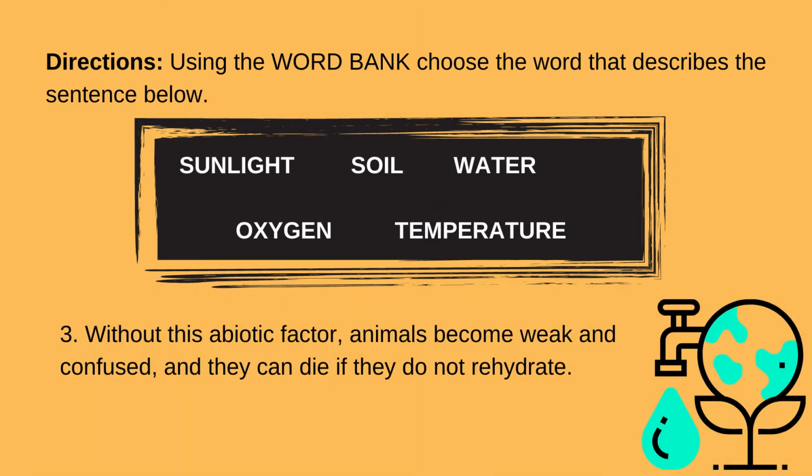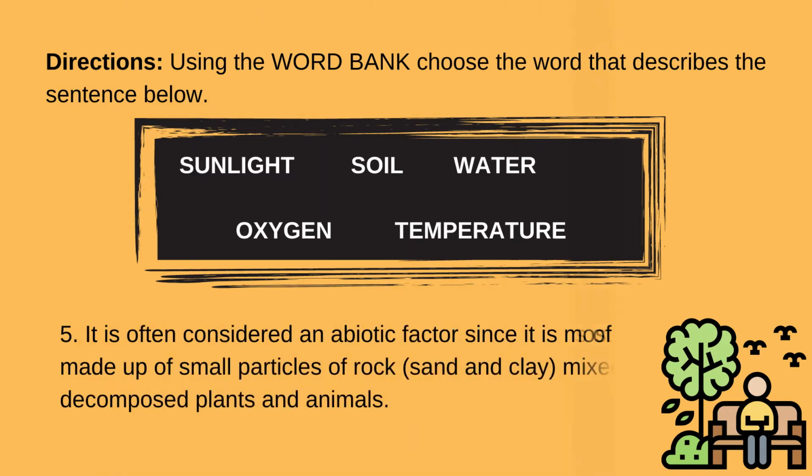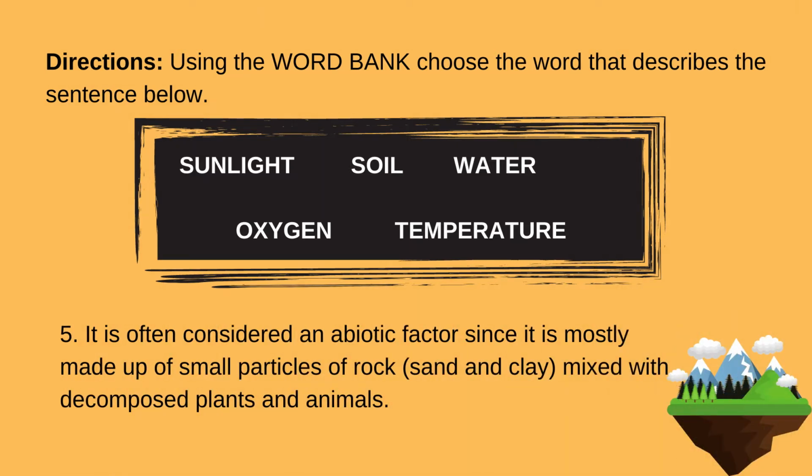Number 3. Without this abiotic factor, animals become weak and confused, and they can die if they do not rehydrate. Number 4. It is produced by green plants through the process of photosynthesis. Number 5. It is often considered an abiotic factor since it is mostly made up of small particles of rock, sand, and clay, mixed with decomposed plants and animals.